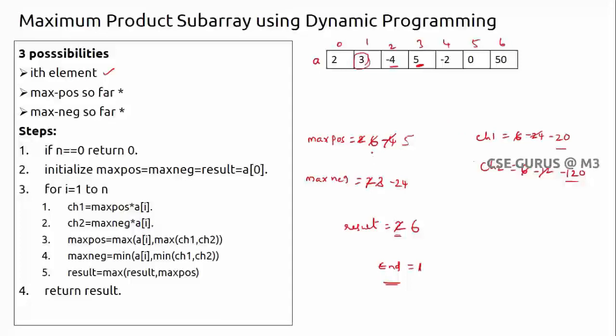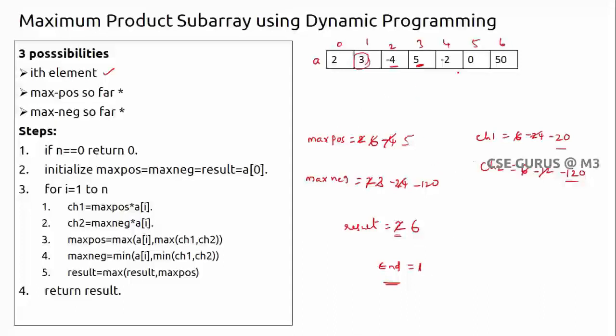Maximum. And now max negative is the minimum of 5, minus 120, minus 120. Definitely it is minus 120. See, this minus 120 is very important. Why? Because if there is a negative element, then it will become positive, which might be a maximum value, right? That's why I have taken this one. Now result equals the maximum of 5 and 6. Which is the maximum? 6 only. It is not updating, so don't update end.